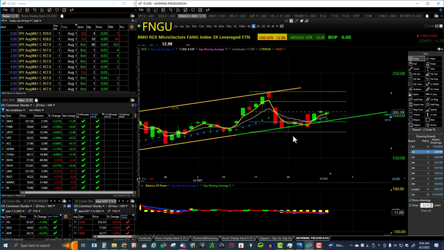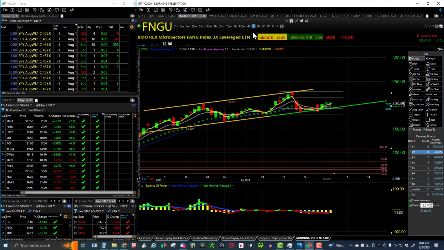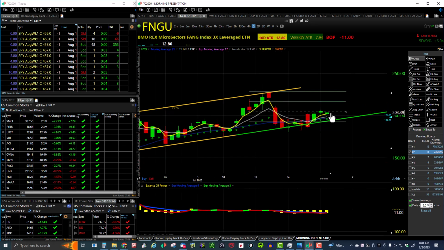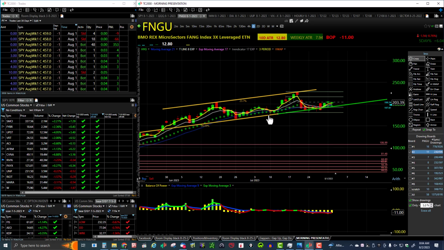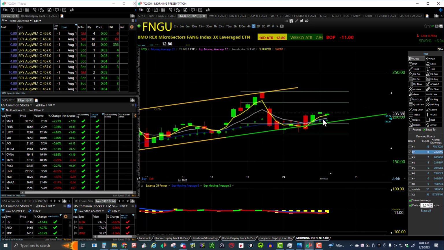Next one, FNGU. Look at this on the daily time frame. We still have a green trend indicator. Still in the uptrend channel. Daily, we have a 3 up over the 8. Everything is over the trend indicator. Everything is still bullish on the daily FNGU.